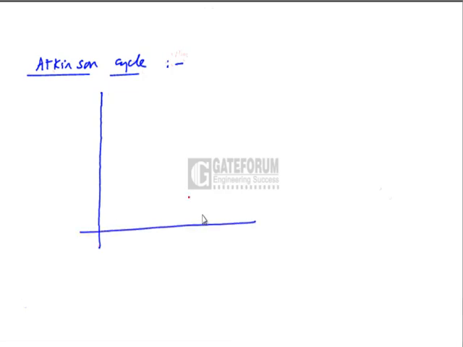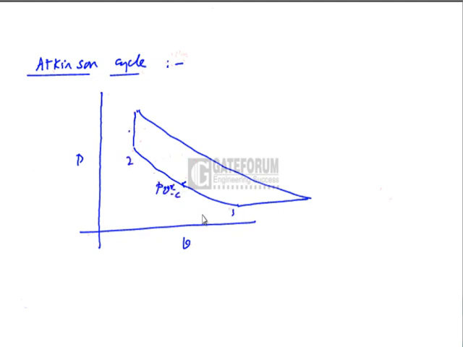Now, I shall discuss another gas power cycle known as the Atkinson cycle. It is only a slight improvement or change in the Otto cycle. The cycle is represented on the PV diagram like this. 1 to 2 is isentropic compression. 2 to 3 is constant volume heat supply, just like in the Otto cycle.